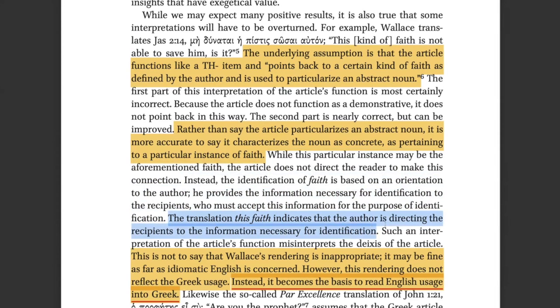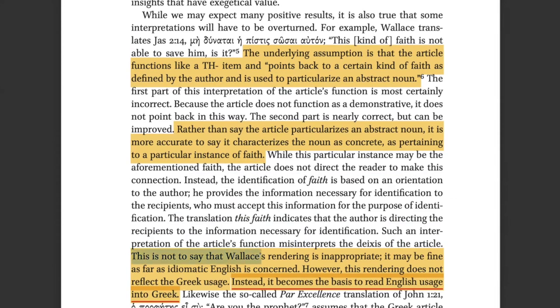You could say it's like fine tuning in a way. This is the same type of thing with the concept fallacy. Some people may perceive this as fine tuning, but we're actually talking about different concepts. Such an interpretation of the article's function misinterprets the deixis of the article, or the teaching function of the article. That's what deixis is, from deictic.